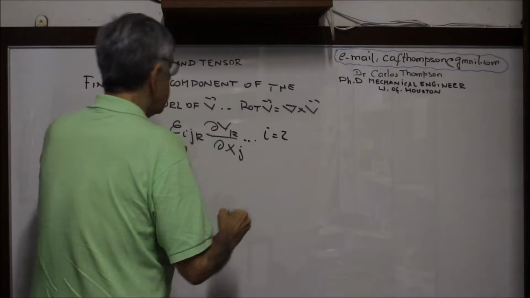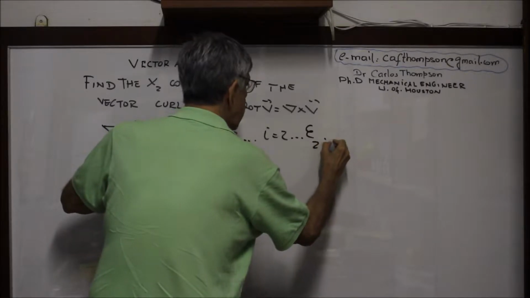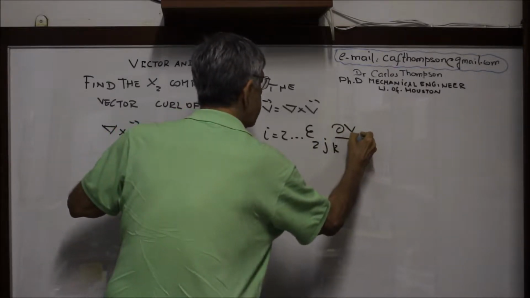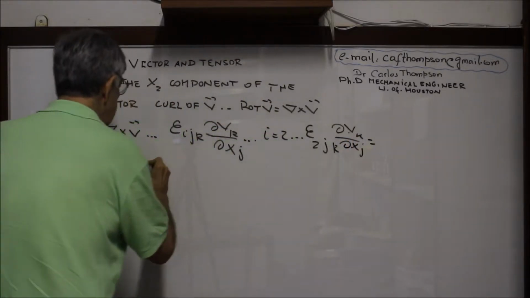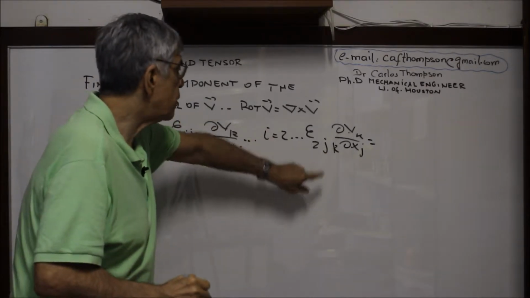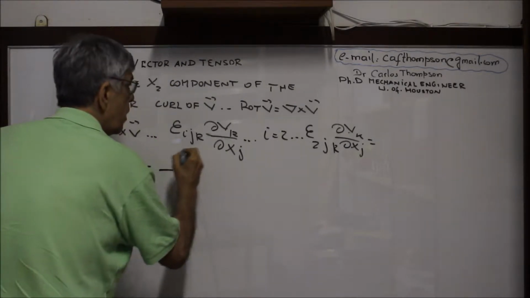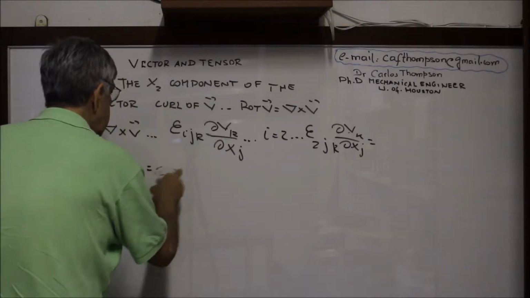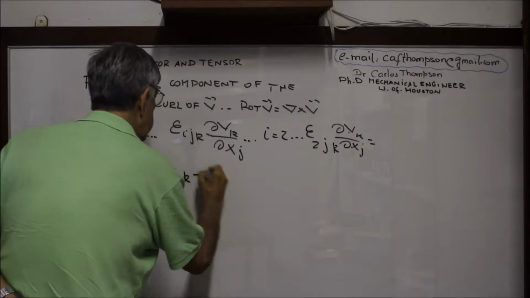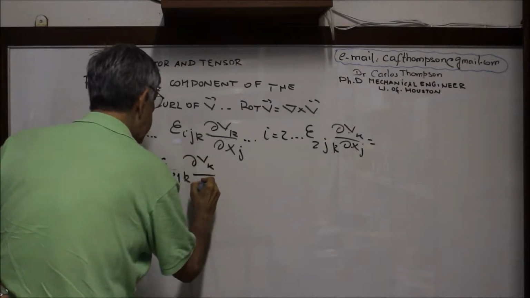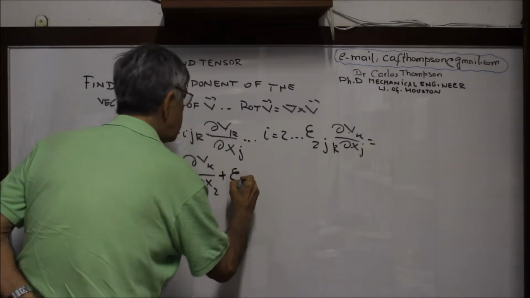Now, let's develop it here. So, this will be epsilon 2jk partial of vk with respect to xj. Now, let's develop first on j. So, j can be 1: epsilon 2 1k partial of vk with respect to x2, now plus epsilon.